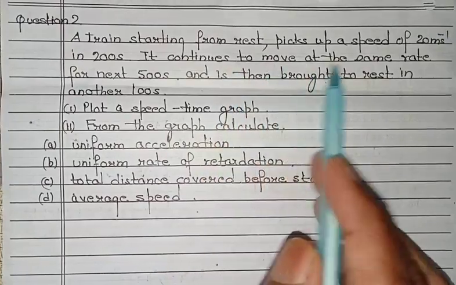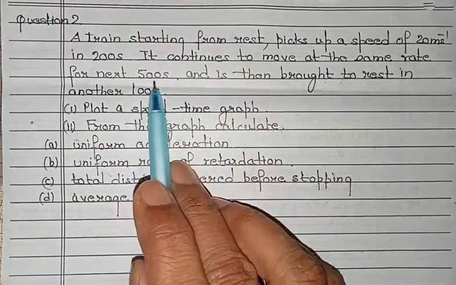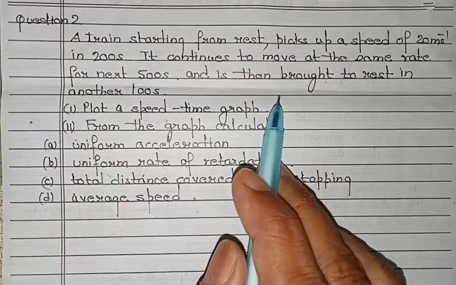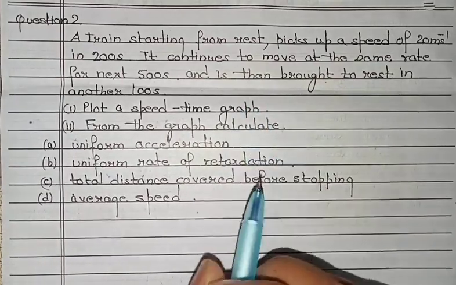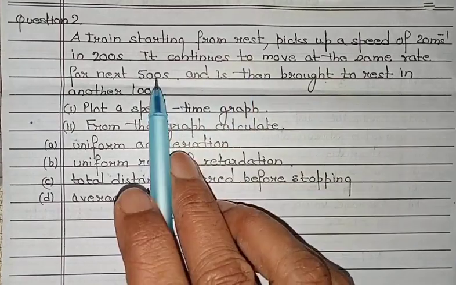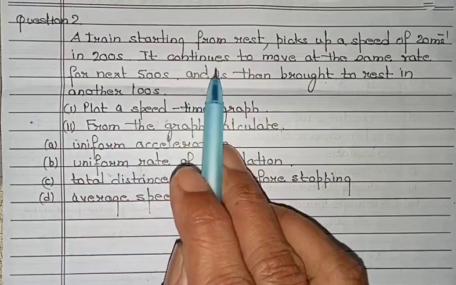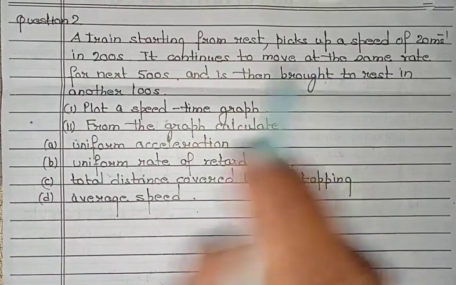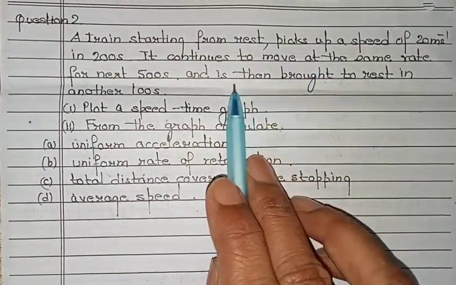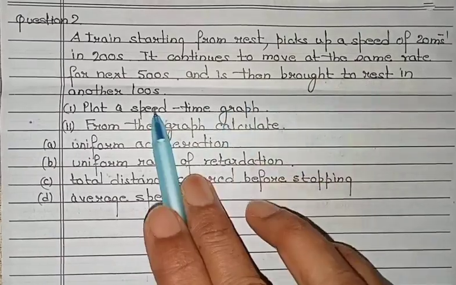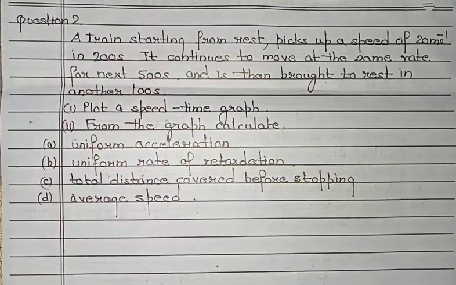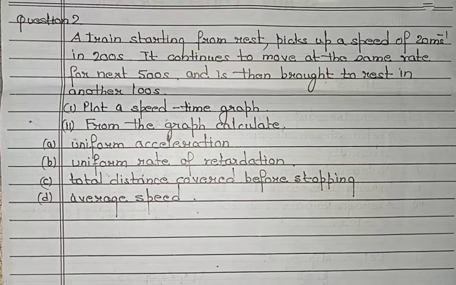It continues to move at the same rate for the next 500 seconds. That means for the next 500 seconds there is uniform motion. See, first there is an accelerated motion for 200 seconds and then it continues to move at the same speed. Then there is a uniform motion and finally it is brought to rest in another 100 seconds. So if you go through this portion of the question, you will find that there are 3 types of motion.